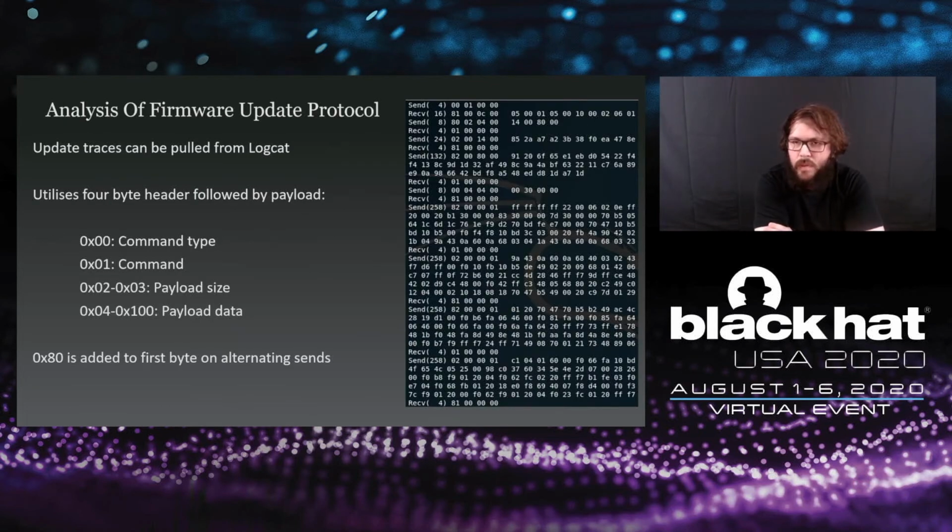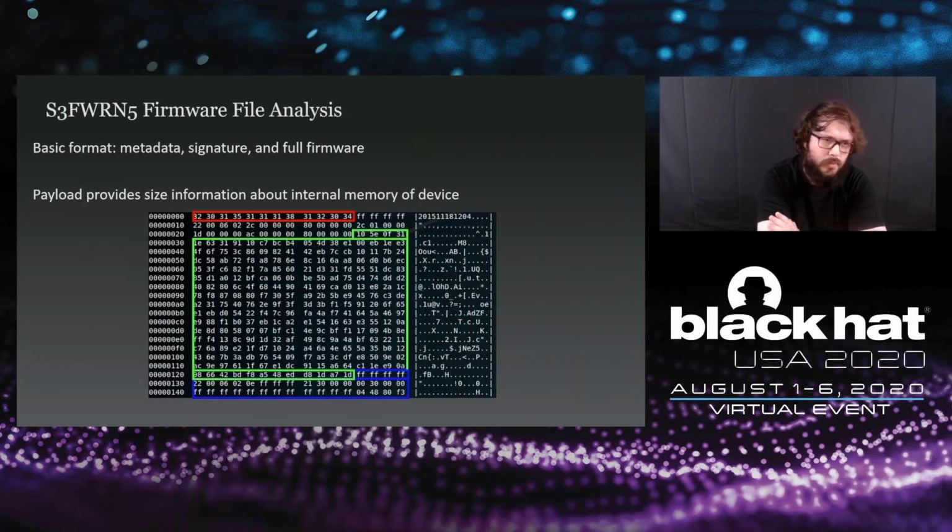I pulled these traces from logcat just by running logcat while doing a firmware update, and found that it was made up of a command type, which was usually 0, 1, or 2, a command, which was based on what aspect of the firmware update was being performed, and a payload size, which was 2 bytes, but was limited to only 256 bytes in total, as well as a parity bit at the top of each command type in order to set where they were in the firmware update process.